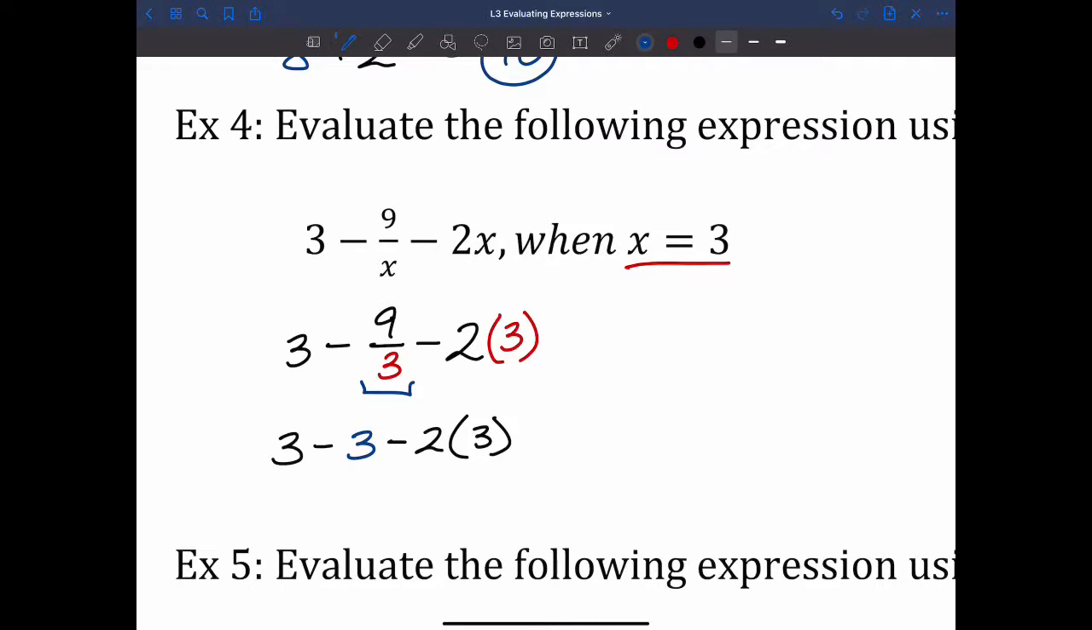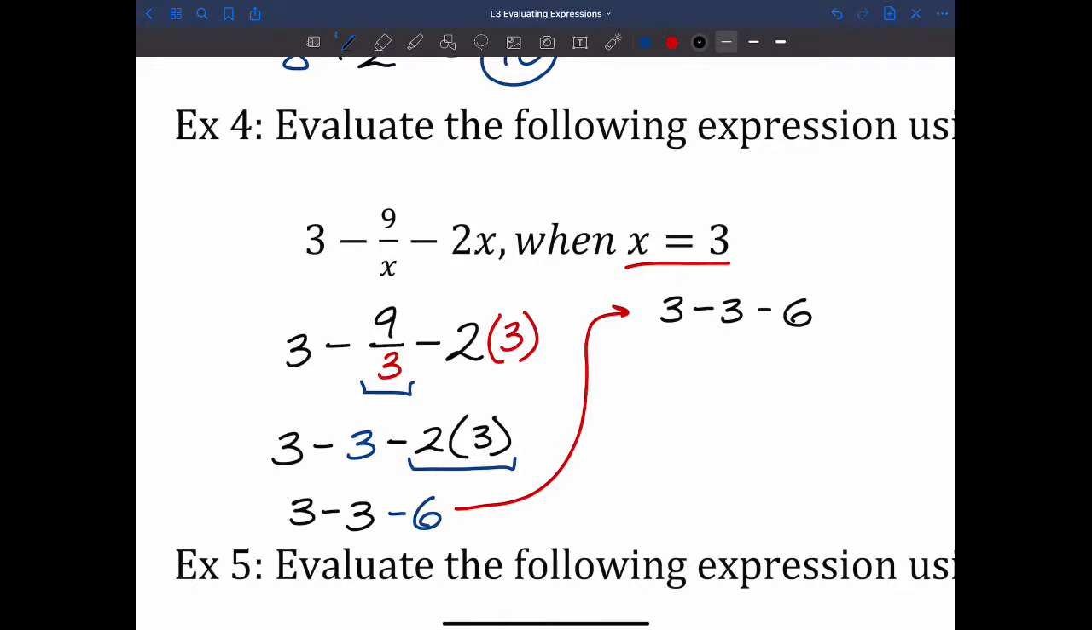After I take care of that division, I now have this multiplication that's at the end of the problem. All right, so again, bringing everything else down as it is, 2 times 3 is going to give me 6. All right? So I kind of ran out of room, so I'm just going to scooch this up there. Right? Same problem. 3 minus 3 minus 6.